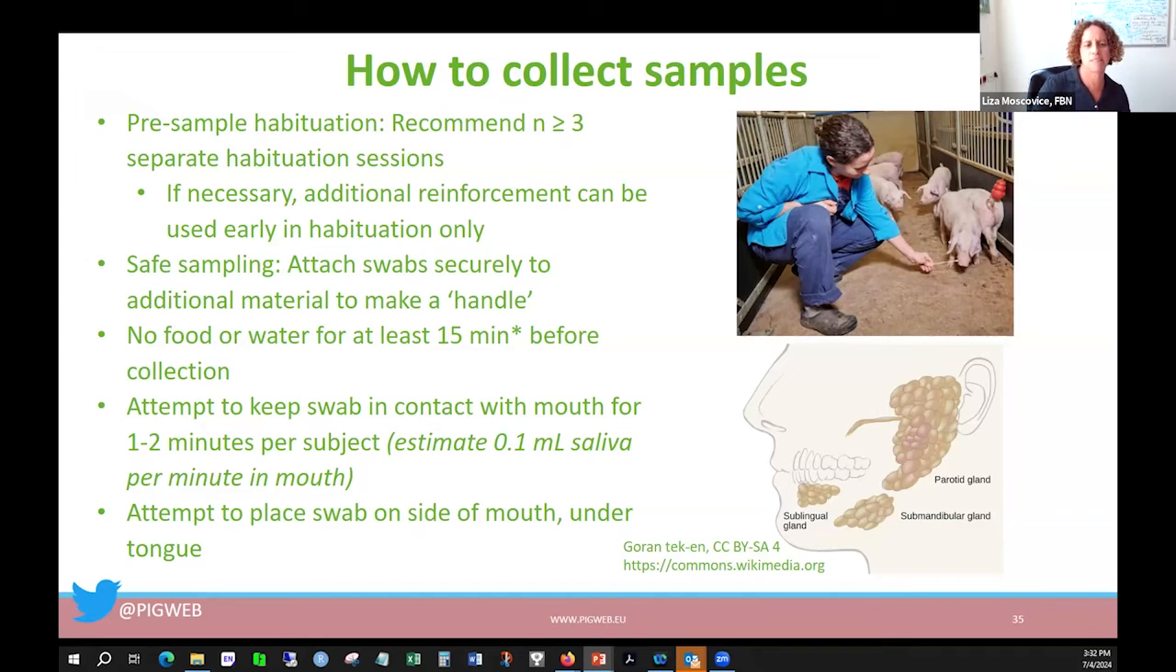And always attempt to place the swab on the side of the mouth under the tongue. The reason is that's where you see the salivary glands here that are secreting saliva. So if you're near those areas, it's more likely that you'll get a nice wet sample.